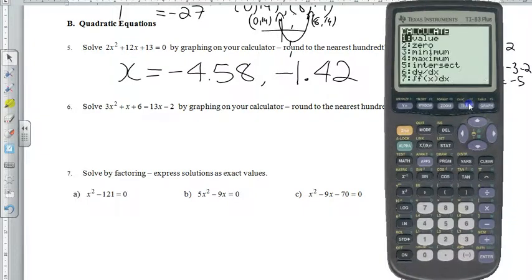Okay, so second calc intersect. Move close to one of the intersections, which is right about there, and then hit enter 3 times. First curve, it's on y equals 3x squared plus x plus 6. Second curve, and it moves to 13x minus 2. Guess, I'm there, so I just hit enter. And we get 0.85.